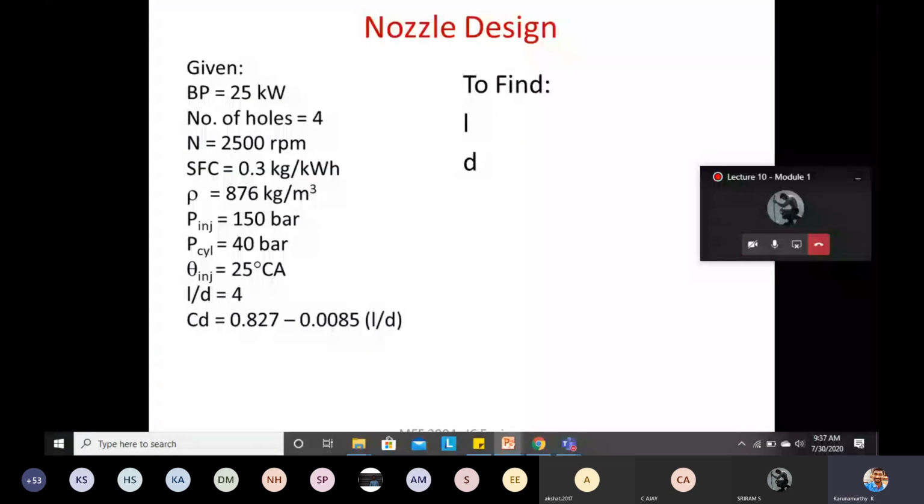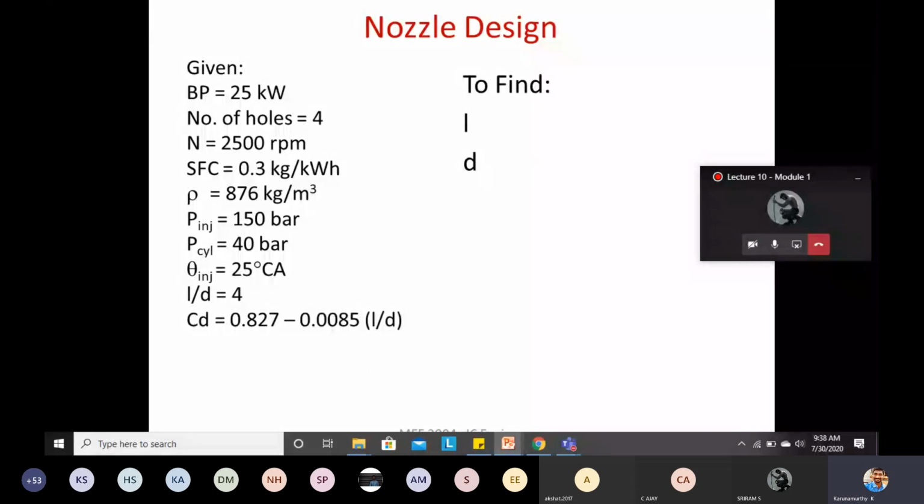The parameters given are: brake power is 25 kilowatt, number of holes equal to 4, and the engine speed is 2500 RPM. Brake specific fuel consumption is 0.3 kg per kilowatt hour. Density of the fuel is 876, injector pressure is 150 bar, cylinder pressure is 40 bar, and the fuel injection is done over a crank angle turn of 25 degrees. L by D ratio is 4, coefficient of discharge is given in terms of L by D, and they are asking you to calculate the value of L and D. So this is what is given in the problem.